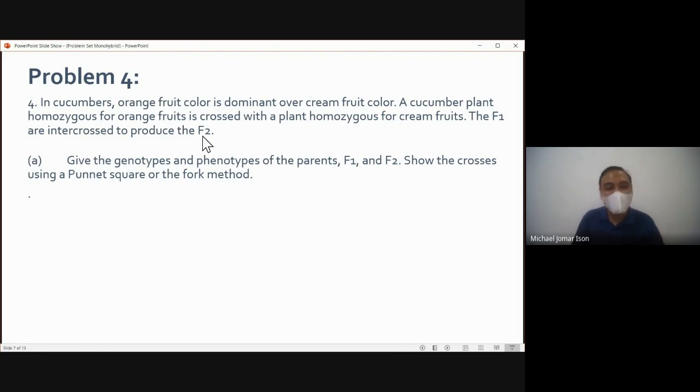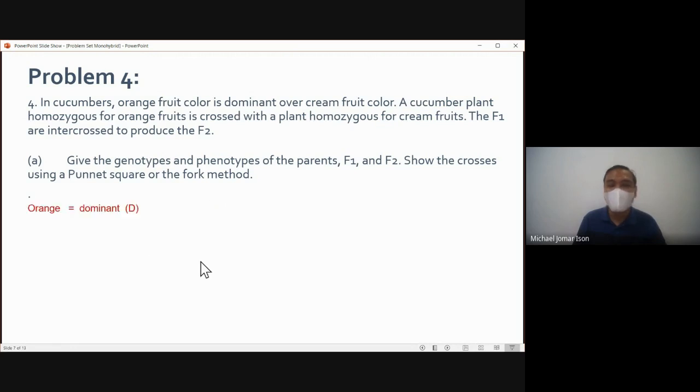And letter A will give us this question. Give the genotypes and phenotypes of the parents, the F1, and the F2. Show the process using a Punnett square or the fork method or fork line method. So again, the first thing that we have to do is determine what are the alternative characters or traits, and also which one is the recessive and which is the dominant, and then give them the appropriate letters. Now, starting with that, we're already given in the first statement which will be the dominant and which is the recessive.